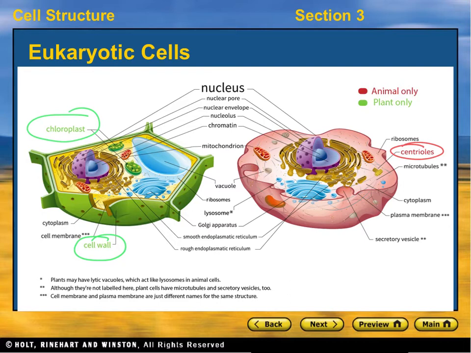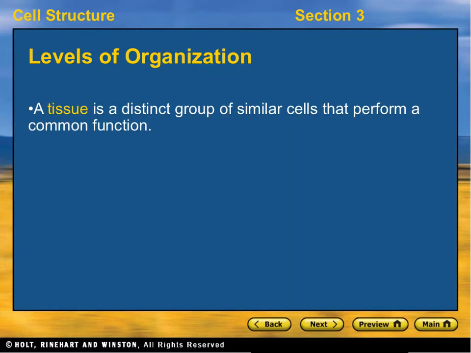But just kind of in a nutshell, the key thing on a plant is that it has a cell wall, a chloroplast, and that large central vacuole that an animal cell does not have. Now, when we look at the structure and organization of cells, we have different levels of organization.